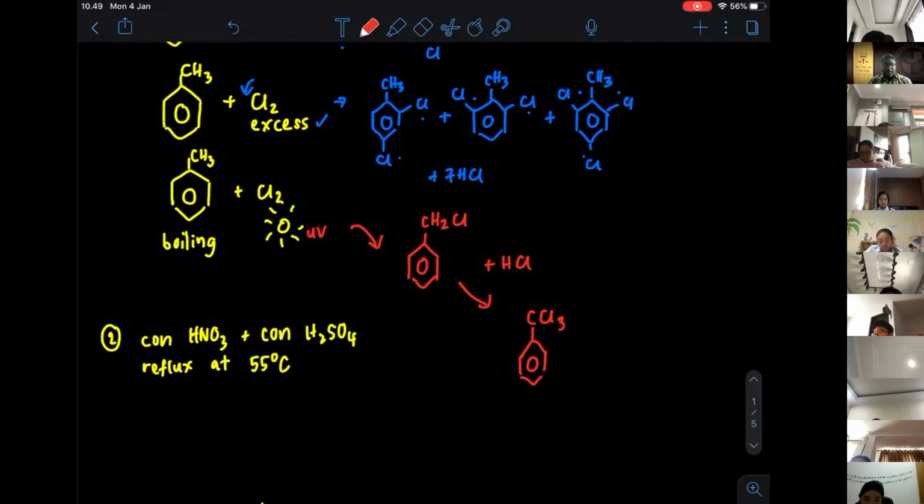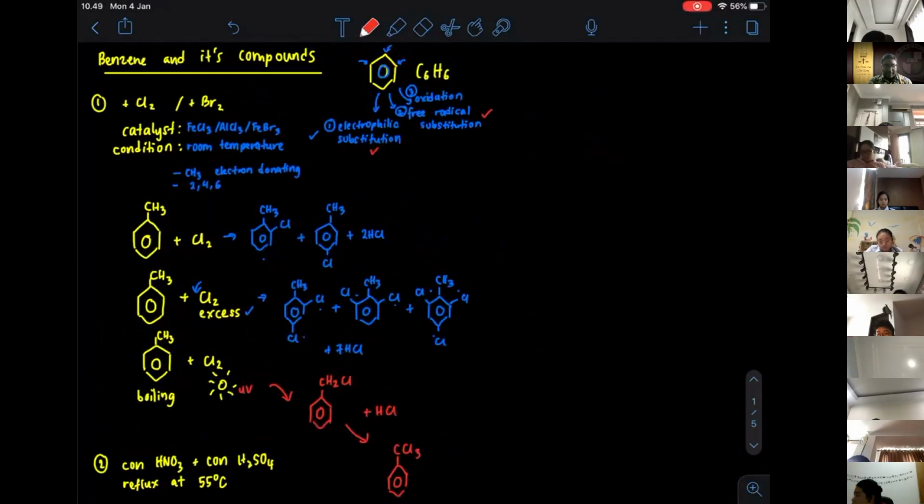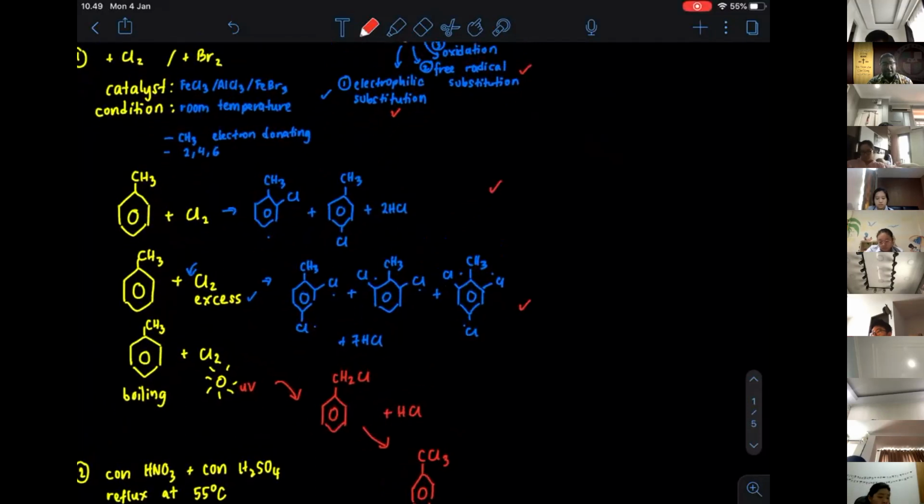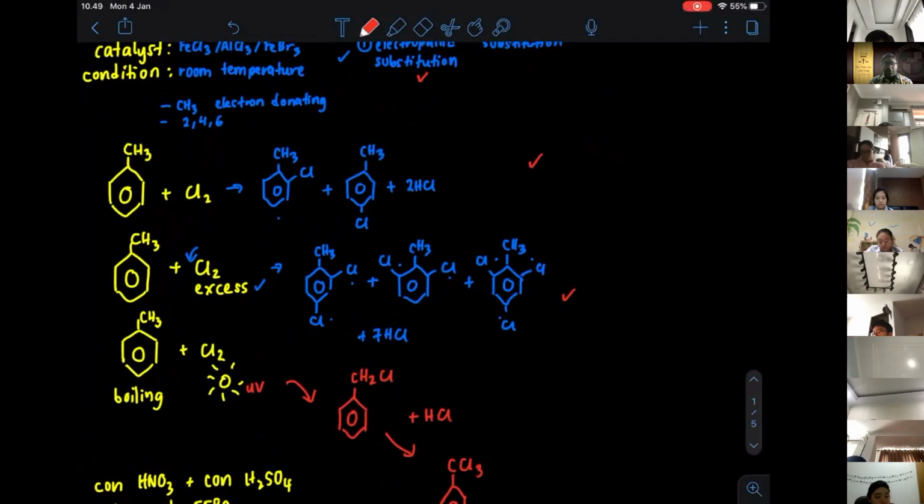For example, if you have benzene reacting with Cl2 and you have these reactions, but when you have CH3, for example methyl groups, attached to it, you can actually have different combinations.